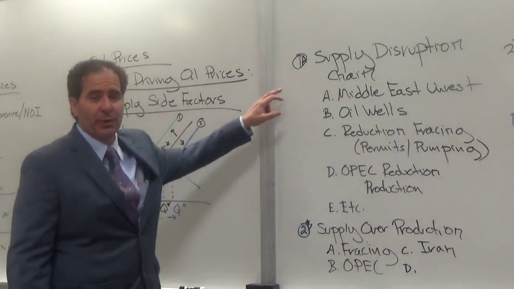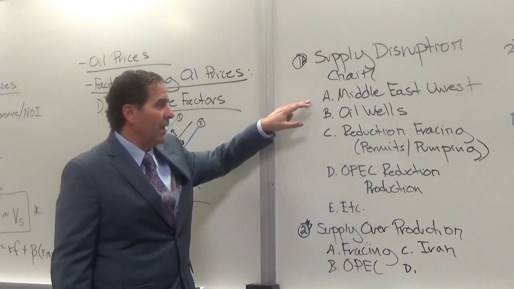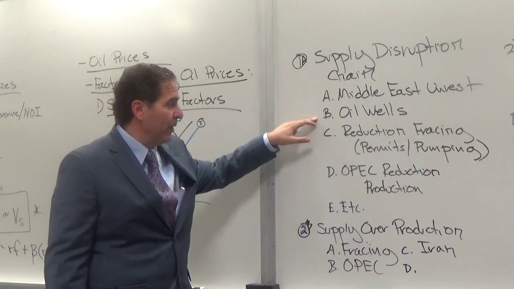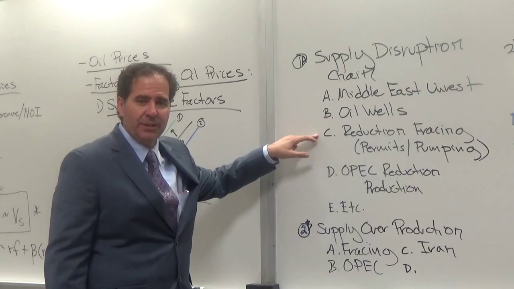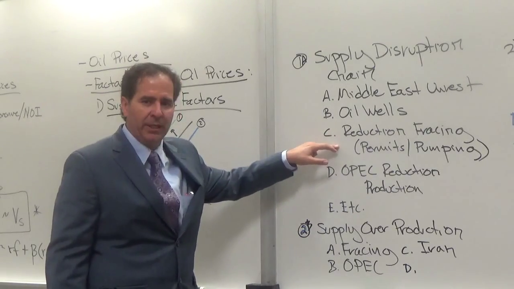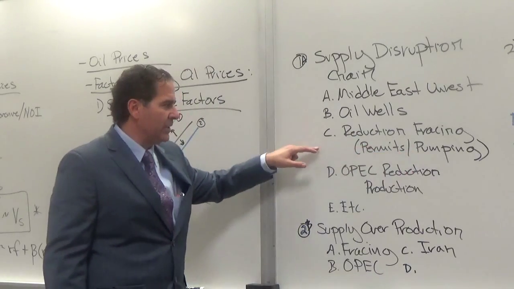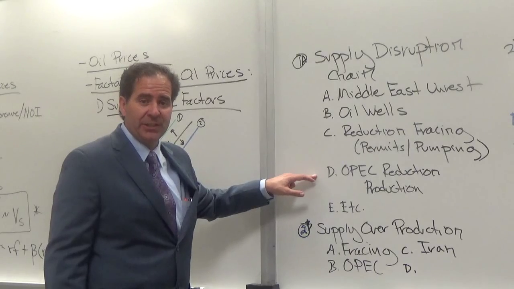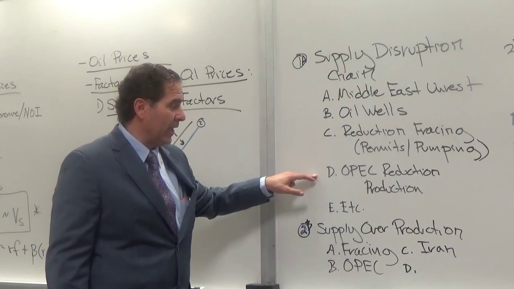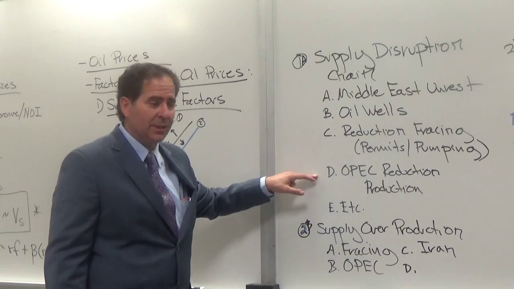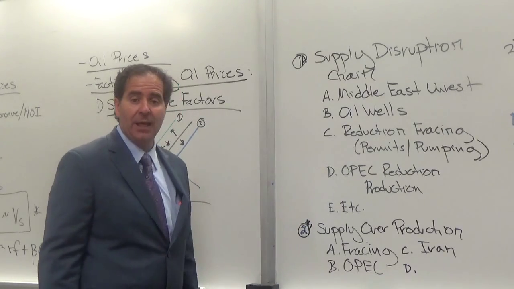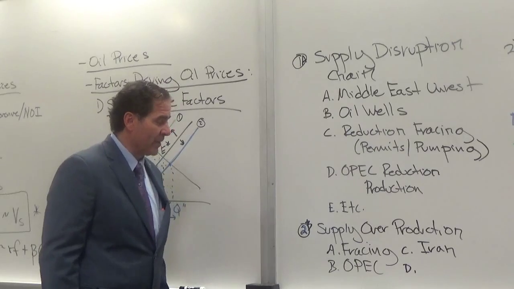Well, the first thing is disruptions in the supply chain. Middle East unrest, blowing up or taking of the oil wells, reduction in fracking production or permitting or pumping or closing down of the wells, OPEC's coordinated policy efforts to negotiate that all OPEC countries will reduce their production in the future, and maybe there's some other factors too.